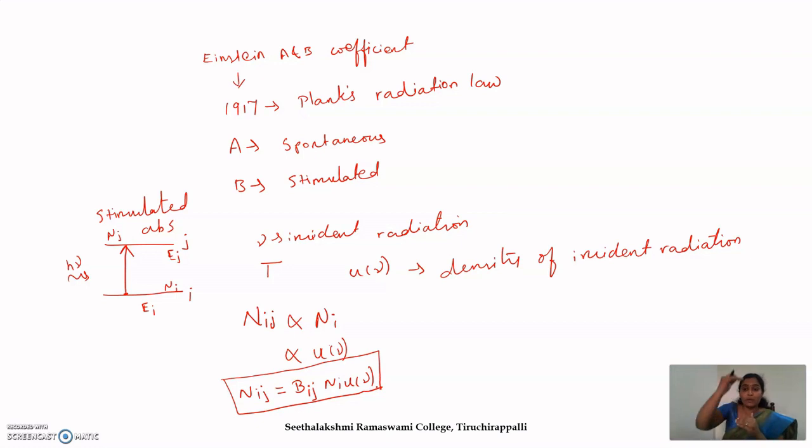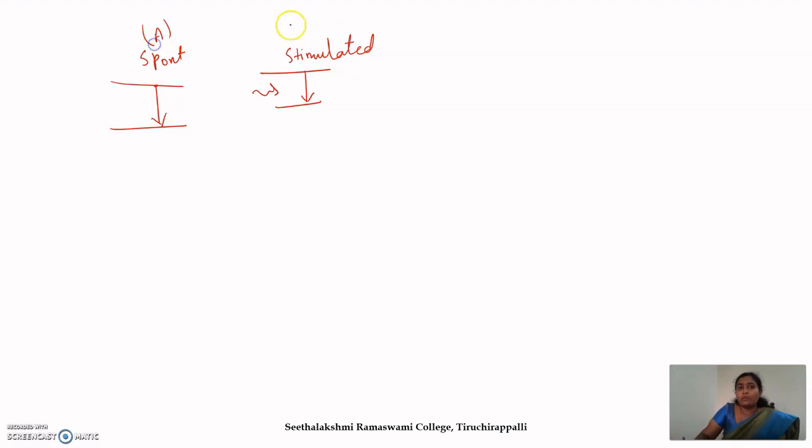Now the atoms are at the excited state, right? So from the excited state, the atoms have to come back to the original state or the ground state in order to gain stability. It can happen in both ways. One is the spontaneous process, and the other is by means of incident radiation, which is called a stimulated process. The spontaneous process is denoted with A, and the stimulated process with B.